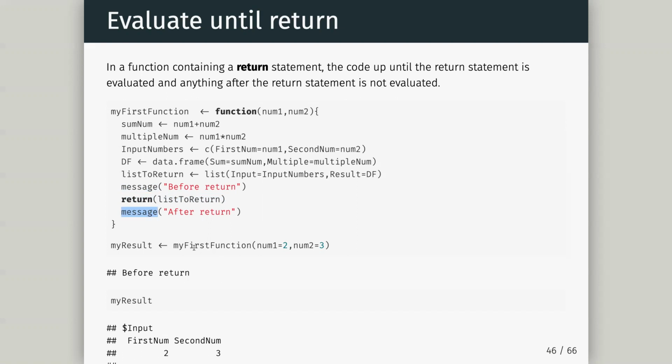And we can see here when I run the function, same as before, I get the first message before return. And then if I look at my result, I have it there. But I never got this message after return. And it's because when we ran the function, it got to here and it did exactly that. It returned the result and it ended the function.